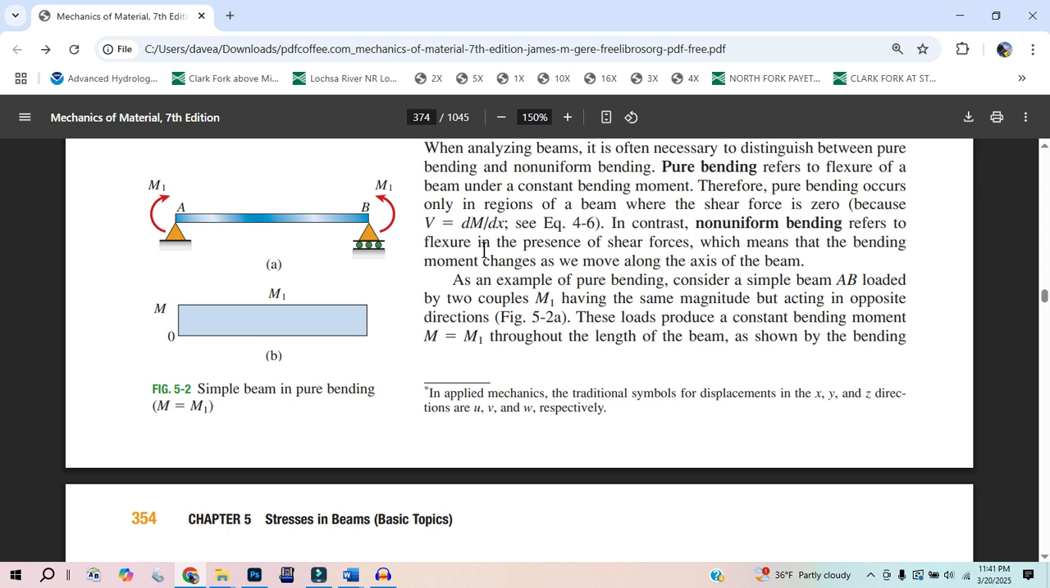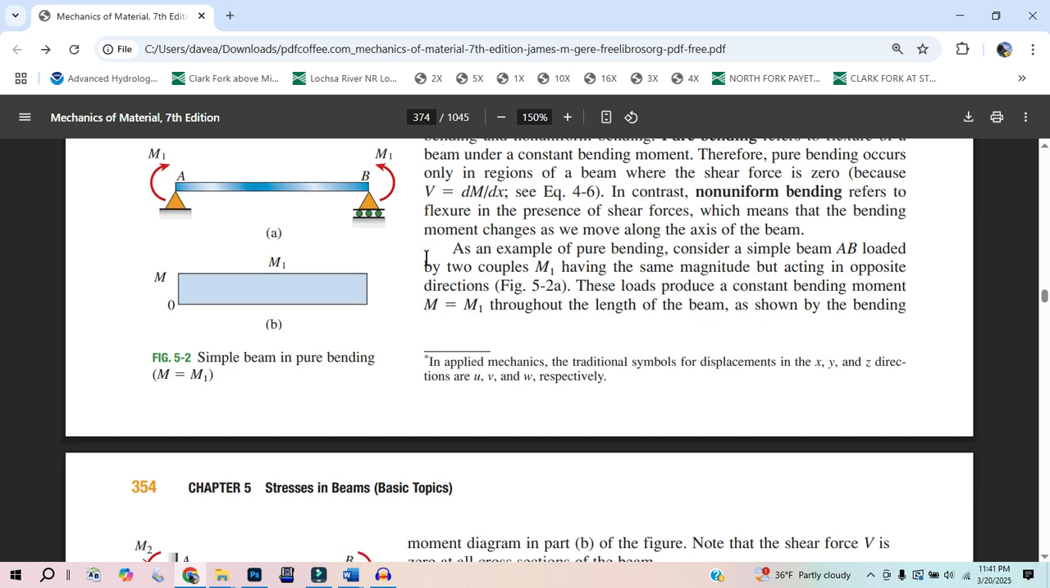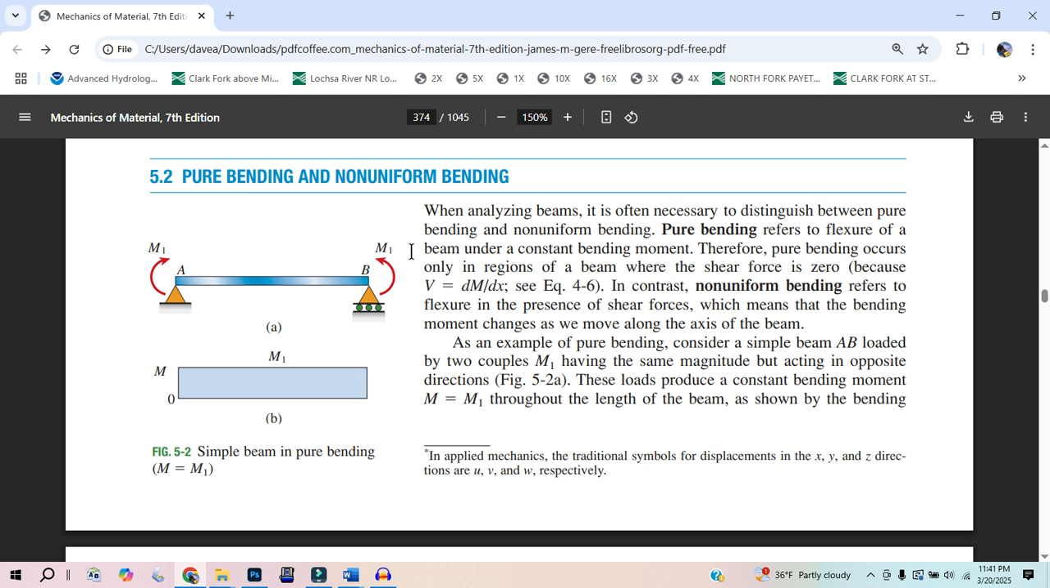Cool. It refers to flexure in the presence of shear force, which means that the bending moment changes as we move along the axis of the beam. All right, hell yeah. And that should just scream like, hey, if we have that going on, maybe we take an integral approach to figure out what we are trying to find. Like, what's the whole purpose of this chapter? The whole purpose of this chapter is that when we apply this moment, we get a curved shape.